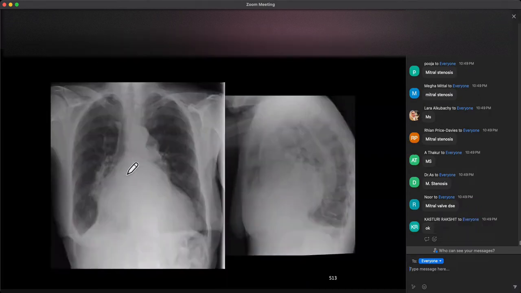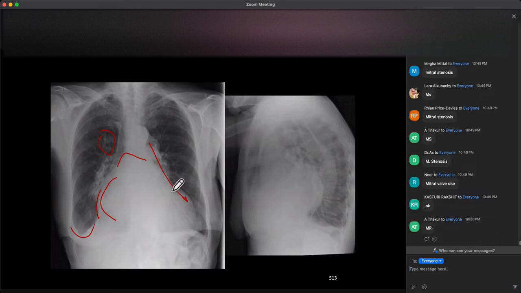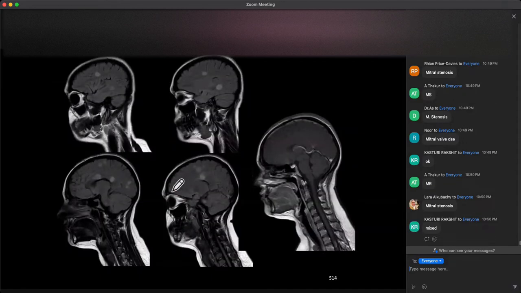Here's another case where we've got splaying of the carina, double right heart border. There's the left atrium. There's the right atrium. There's a pleural effusion. We've got upper lobe blood diversion, splaying of the carina, straightening of that left heart border, so-called mitralization of the left heart border. This patient has got mixed mitral valve disease. Okay, what have we got here?